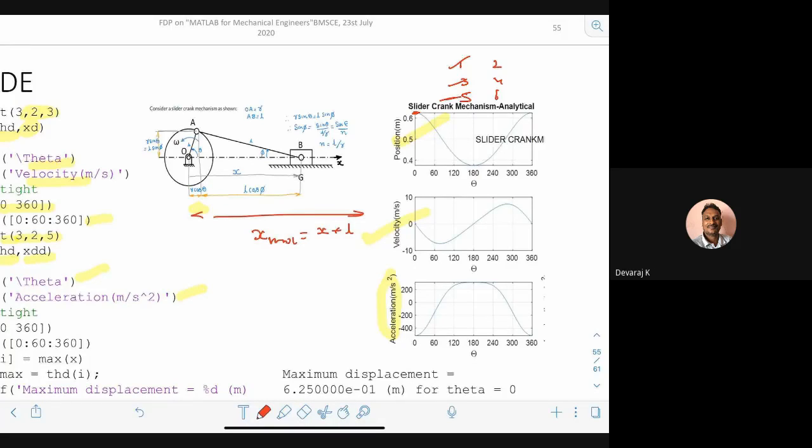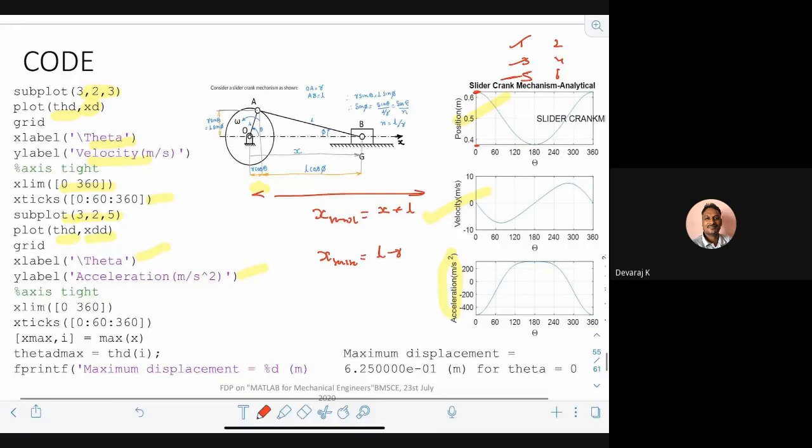And what is the minimum? X minimum is when it takes 180 degrees; X minimum is L minus R. And that is what you get here. So the graph is plotted from that range, from X minima to X maxima. Because I want that, you can do it from 0 to that, but it doesn't serve any purpose. Then you can also try to find out what is the value of maximum displacement and so on.